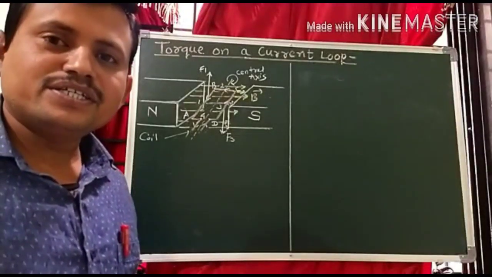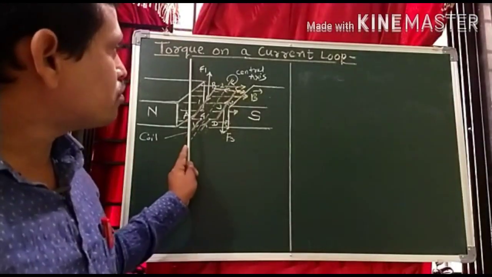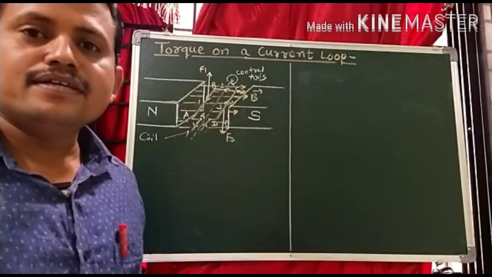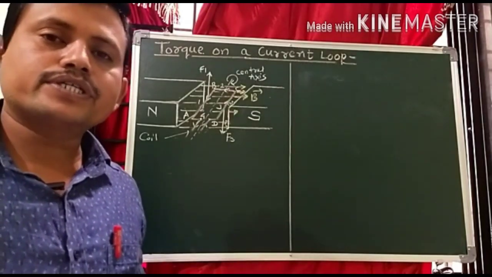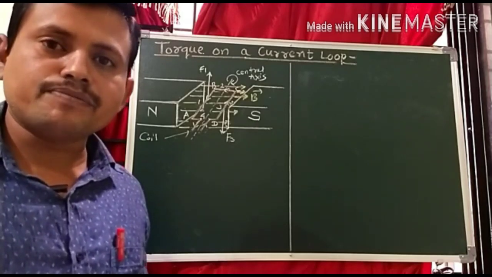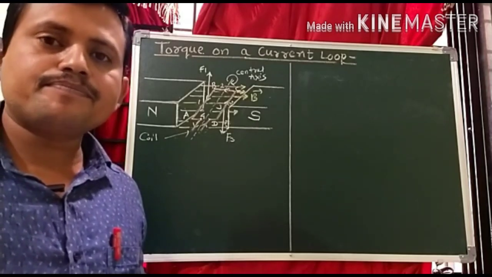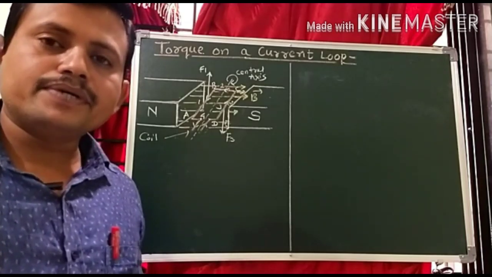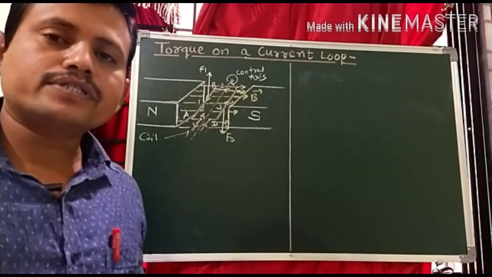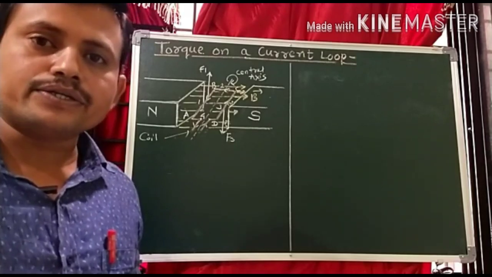Welcome students. Our today's topic is torque acting on a current loop. In the 10th standard, you have learned about the electric motor, which converts electrical energy into mechanical energy. For example, electric fans, water pumps, drill machines and industries. For different purposes, electric motors are used.